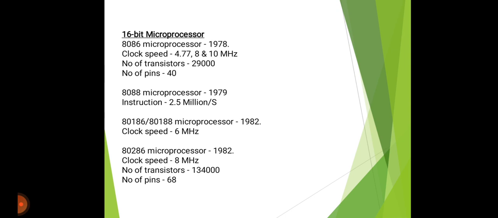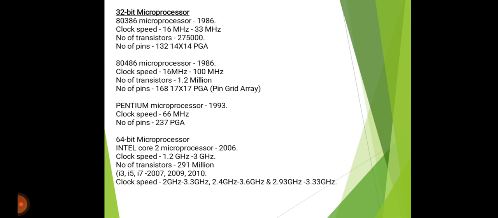Next one is the 80286 16-bit microprocessor. This processor was invented in the year 1982. The clock speed is 8 megahertz, the number of transistors is 134,000, and the instructions per second is 4 million instructions. The number of pins of this microprocessor is 68 pins.